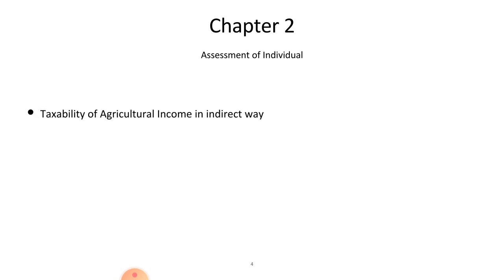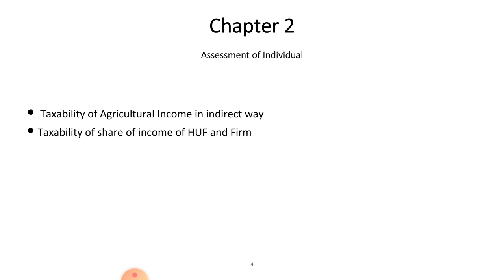Next, in this chapter, you have to study about taxability of agricultural income in an indirect way. As you know, agricultural incomes are not directly taxable. They can be indirectly taxed. Here you have to study about that.